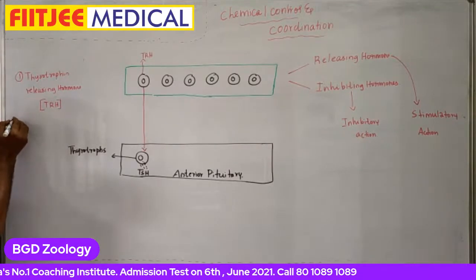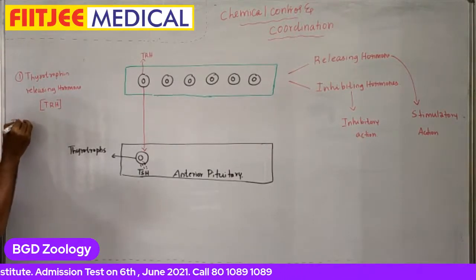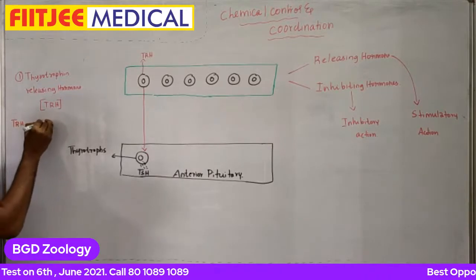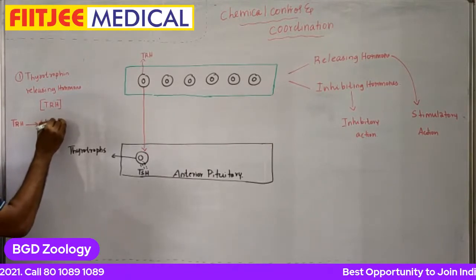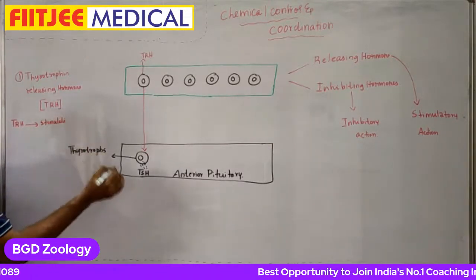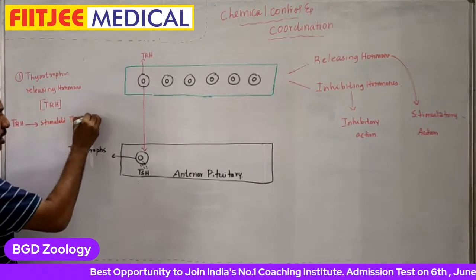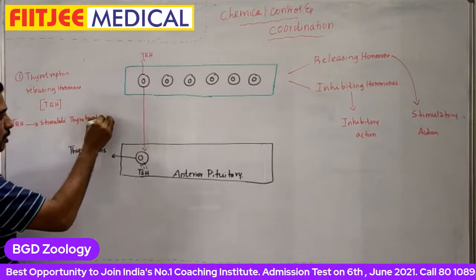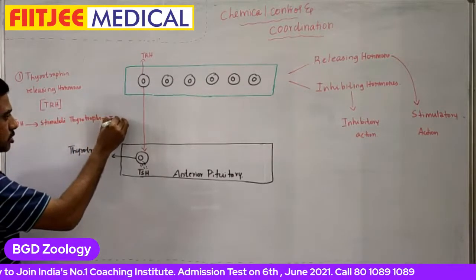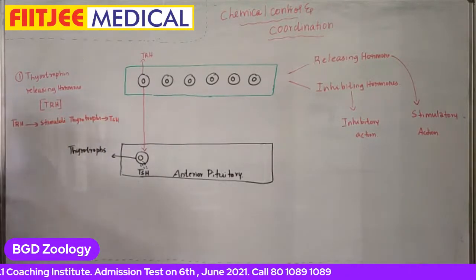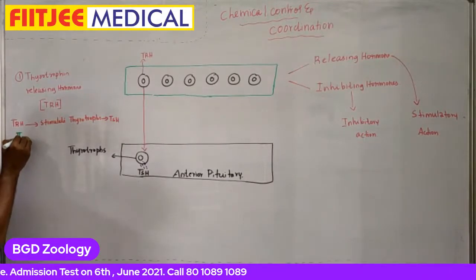So let me write it down. TRH will stimulate thyrotropes in the anterior pituitary. It's a cell, and it produces TSH. TSH means what? Thyroid stimulating hormone.